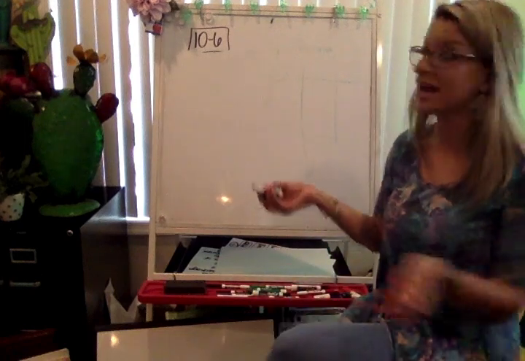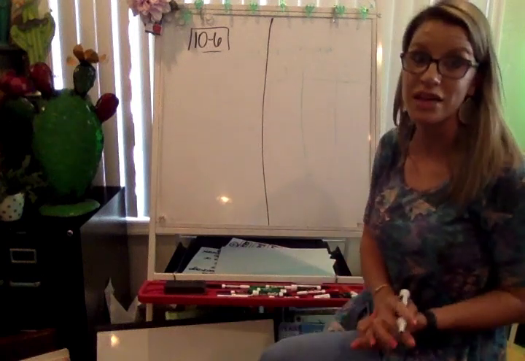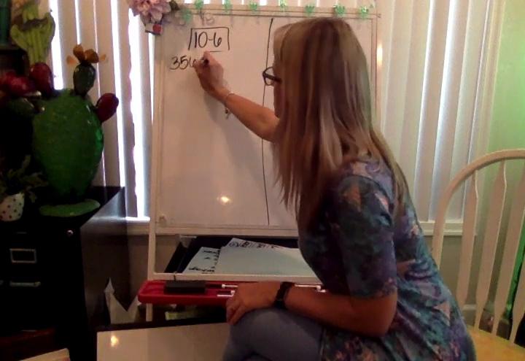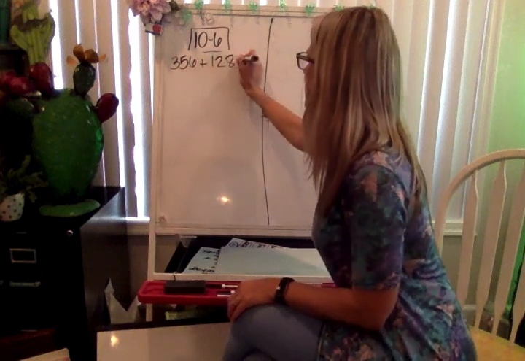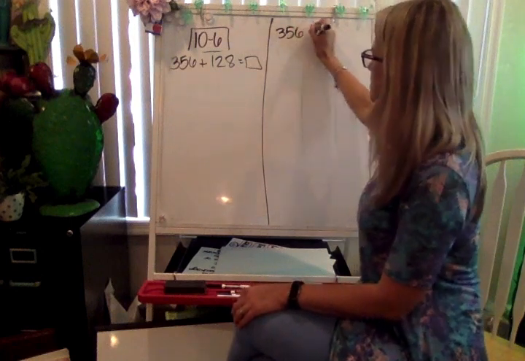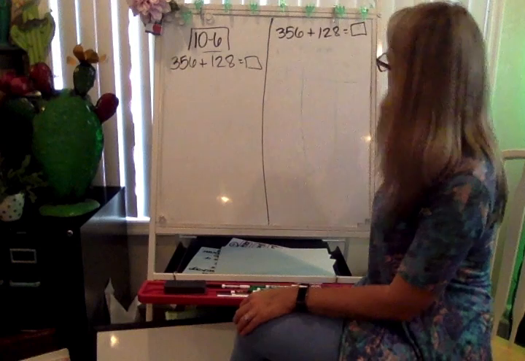All right, so for the next equation, we're going to split it in half again because I'm going to show you 2 ways to solve the same equation. We'll do 356 plus 128 equals something.